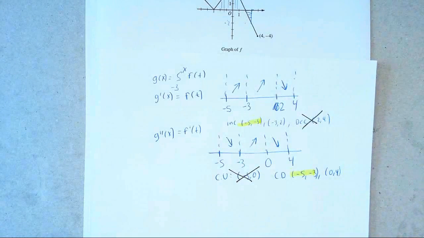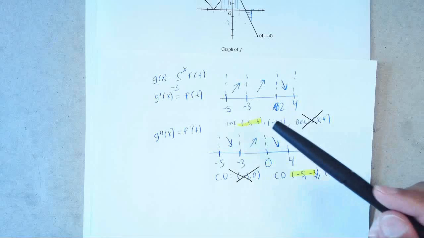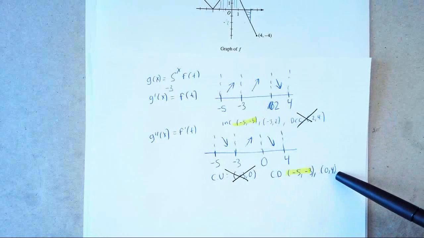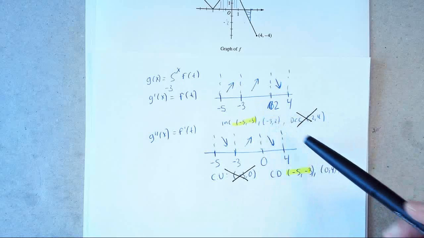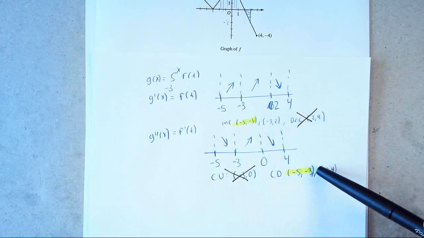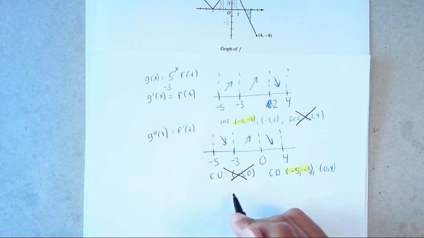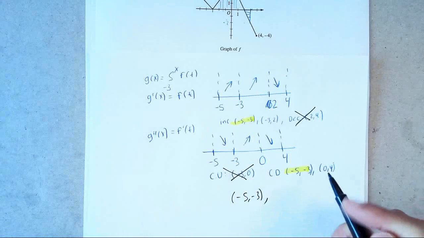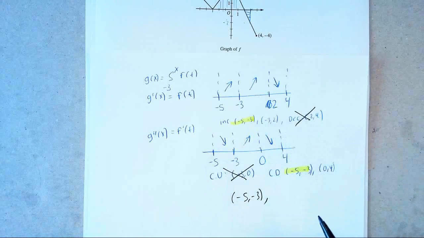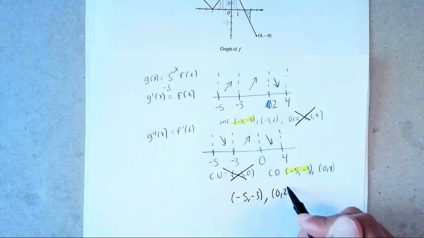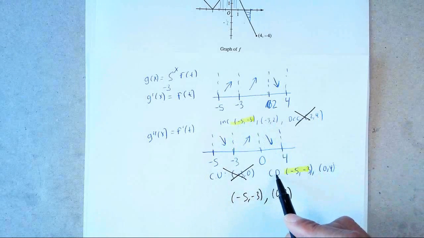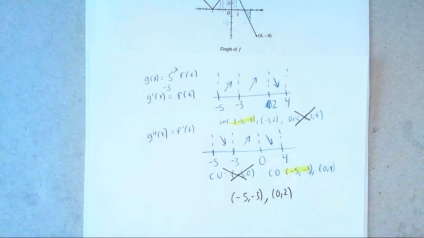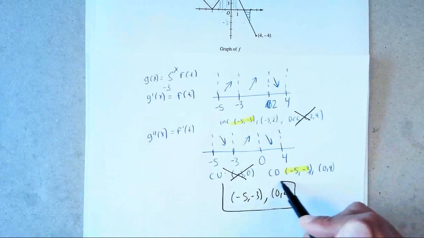Then the next thing you have to ask yourself, okay, well, it's increasing from -3 to 2, but then it's concave down from 0 to 4. What are the points that they have in common? Hopefully you agree that the first one was -5 to -3, but then also from 0 to 2. That's the second point where it's concave down, 0 to 2, but also increasing 0 to 2. This is why this is my answer for part B.